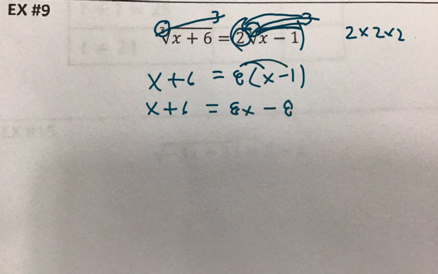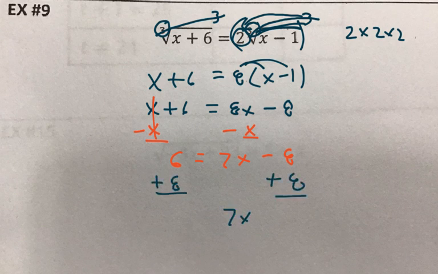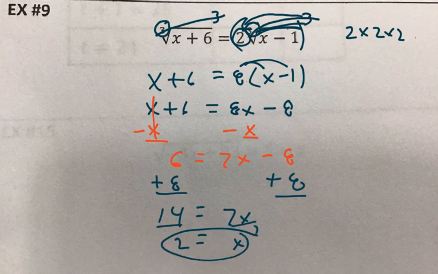to solve. So why don't we go ahead and minus x both sides, guys? So our 6 will equal 7x minus 8. Let's now add 8 to both sides. 7x equals 14. So x, therefore, must be 2. All I did was divide by 7. Okay. Let's go on to the next example.